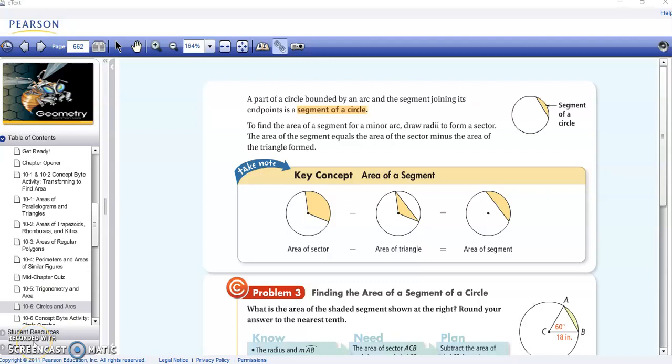Hello, we will continue with lesson 10.7. The second part is about finding the area of a segment of a circle, the area that is contained by a chord and a part of the circle.